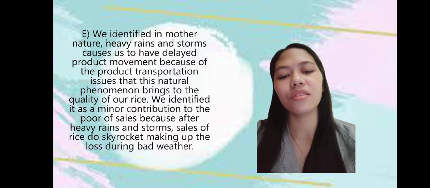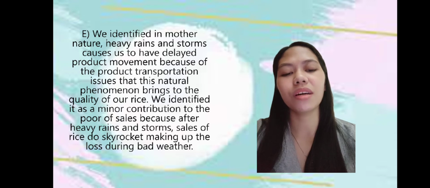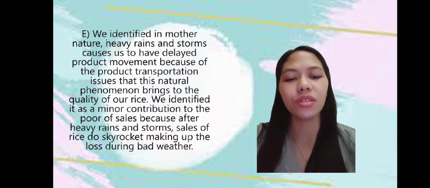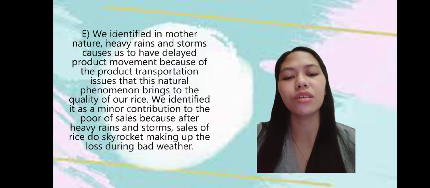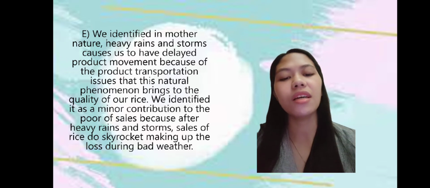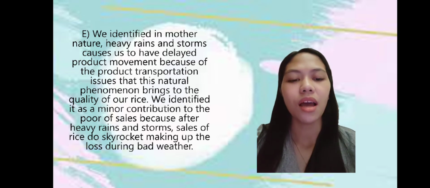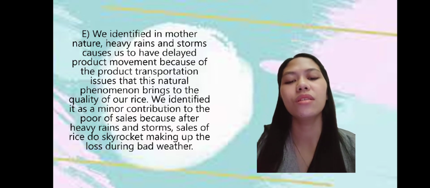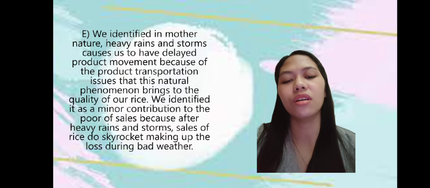Heavy rains and storms cause us to have delayed product movement because of the product transportation issues that this natural phenomenon brings to the quality of our rice. We identified it as a minor contribution to the poor sales because after heavy rains and storms, sales of rice do skyrocket, making up the loss during bad weather.